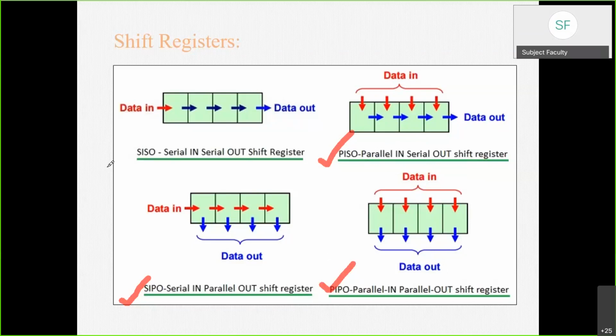Okay, so I hope you got the difference between different configurations of shift registers. Depending on how you are inputting your data, or how you are collecting your output, there are 4 different types of shift registers: serial in, serial out; serial in, parallel out; parallel in, serial out; and parallel in, parallel out. So this is just a representation. We will see each of these in great detail.